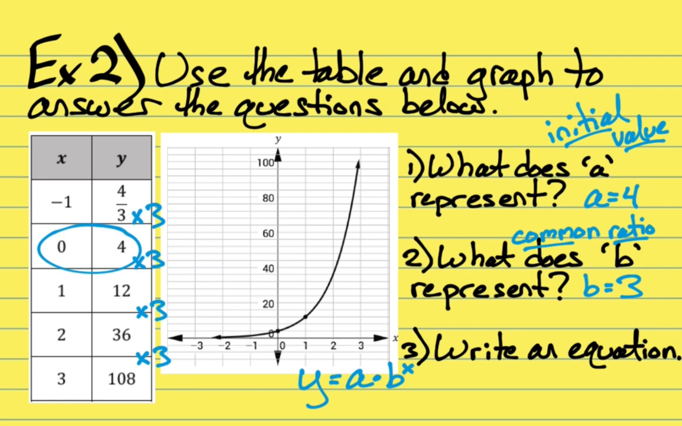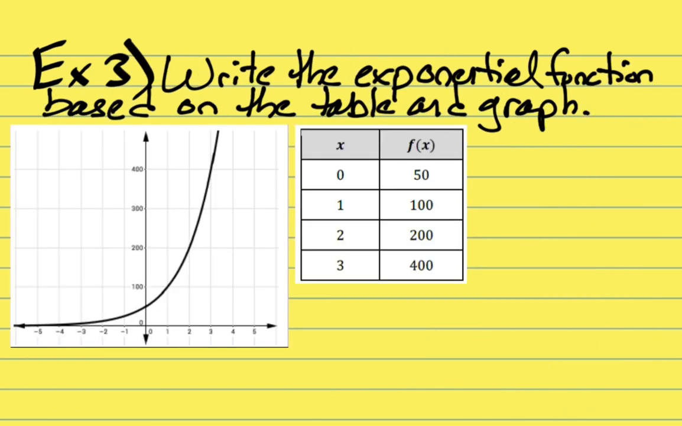So now let's write the equation in the form y equals A times B to the power of x. We start with y equals. Instead of A, we write 4. Instead of B, we write 3, so 3 to the power of x. And that's it. Let's look at another one.